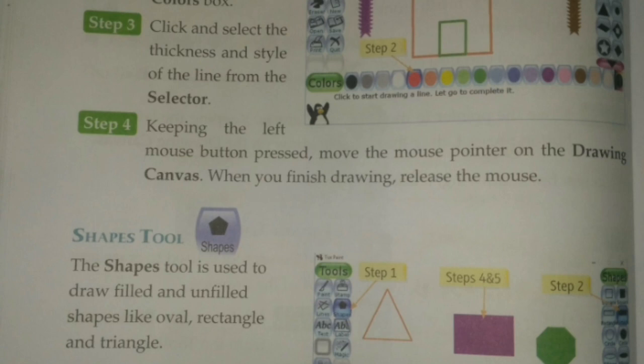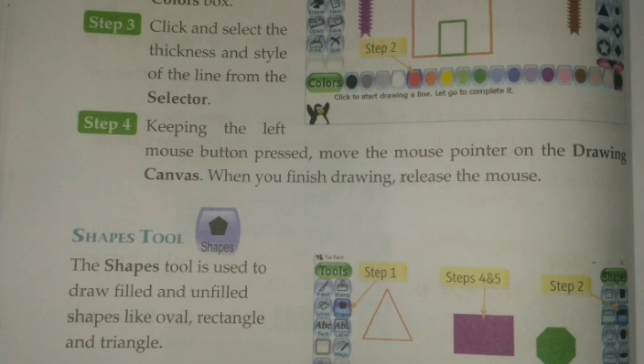Okay. So for the line tool, you have to click the line tool from the toolbox, toolbar, and immediately on the next side, the right side of the monitor, you can see the selector. Then you have to choose a color. Down there the colors will appear, so you have to select one color, that is step 2. Then step 3, select the thickness and style of the line from the selector. Okay, then keep the left mouse button pressed, then move the mouse pointer on the drawing canvas. When you finish drawing, release the mouse.